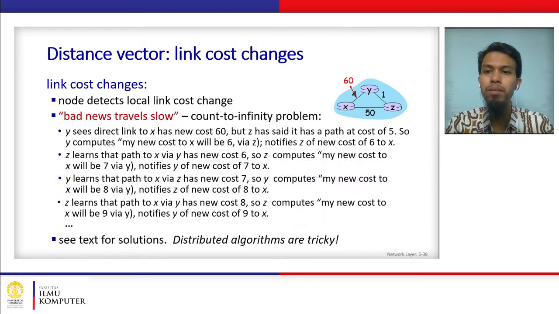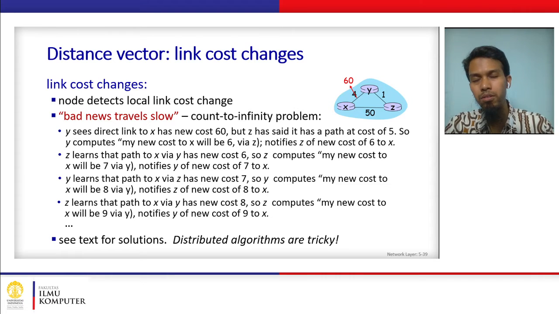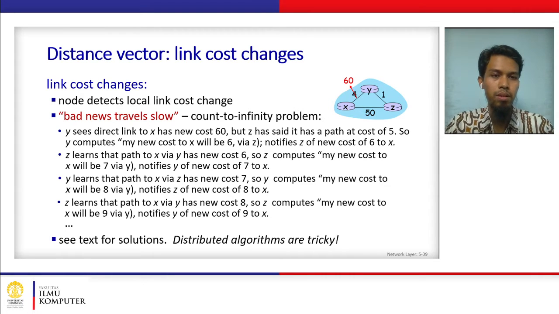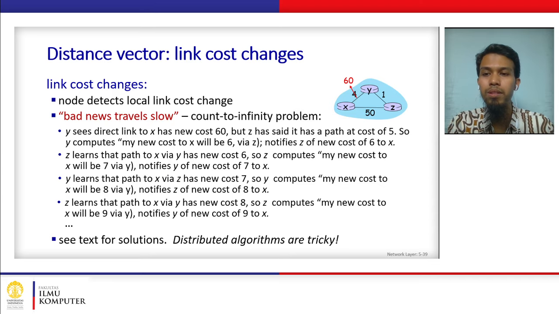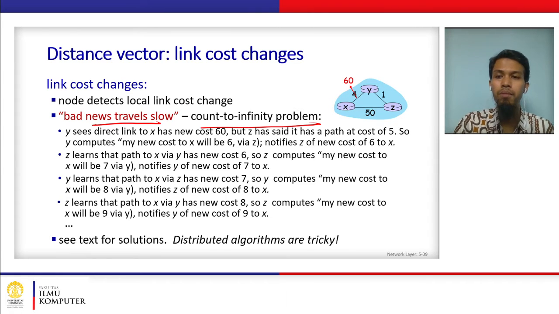So what happens when the link cost changes from a low number to a bigger number, or from good to bad, or the worst case, when it changes to infinity, let's say the link is broken. This is called bad news travels slow, and it leads to the count to infinity problem. So let's have a look at this example.